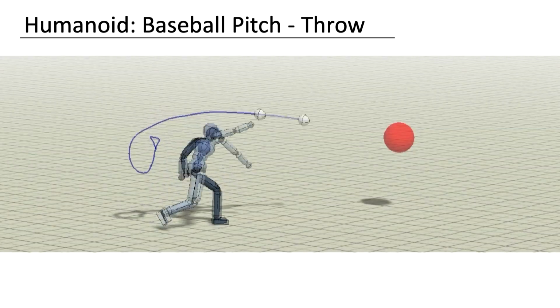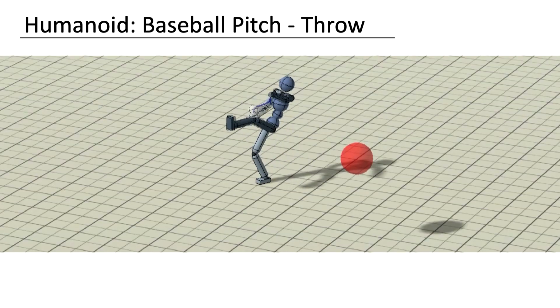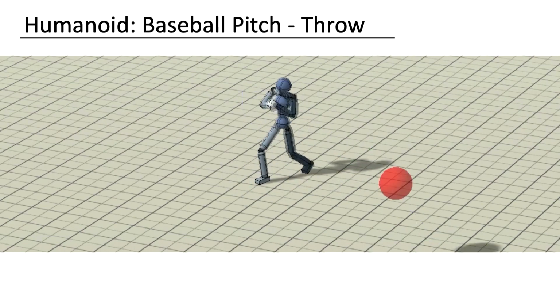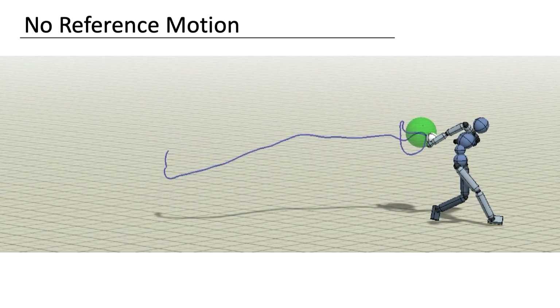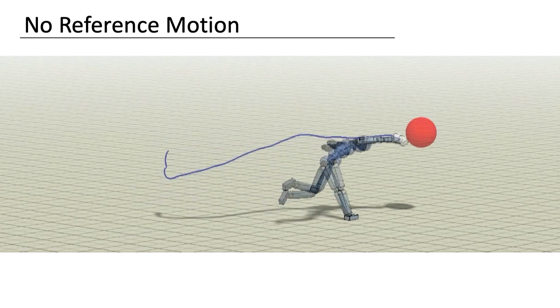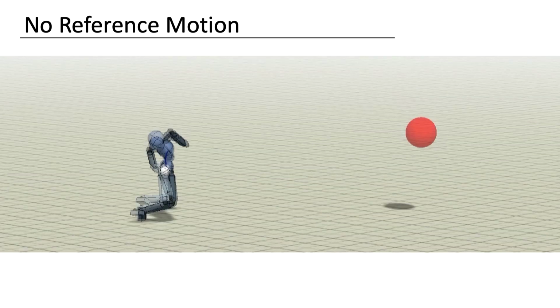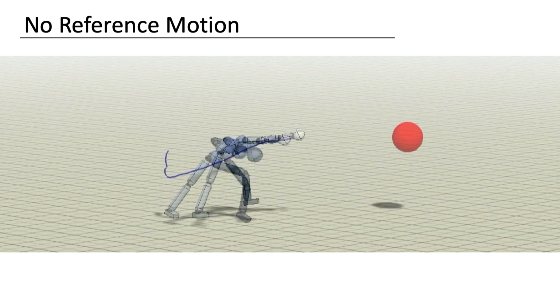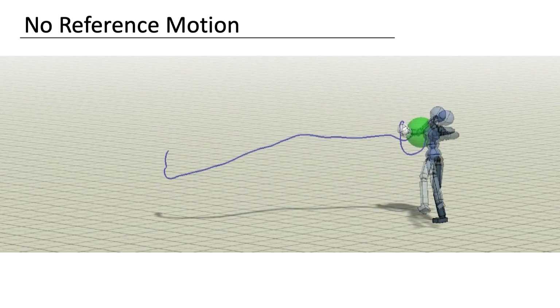We can also train a policy to throw a ball at a target by imitating a baseball pitch. And here again is what happens if we train a policy without a reference motion. Again, we can get back some silly behaviors. In this case, instead of throwing the ball at the target, the policy just learns to run towards the target instead, which is perfectly functional, but it might not look all that great.